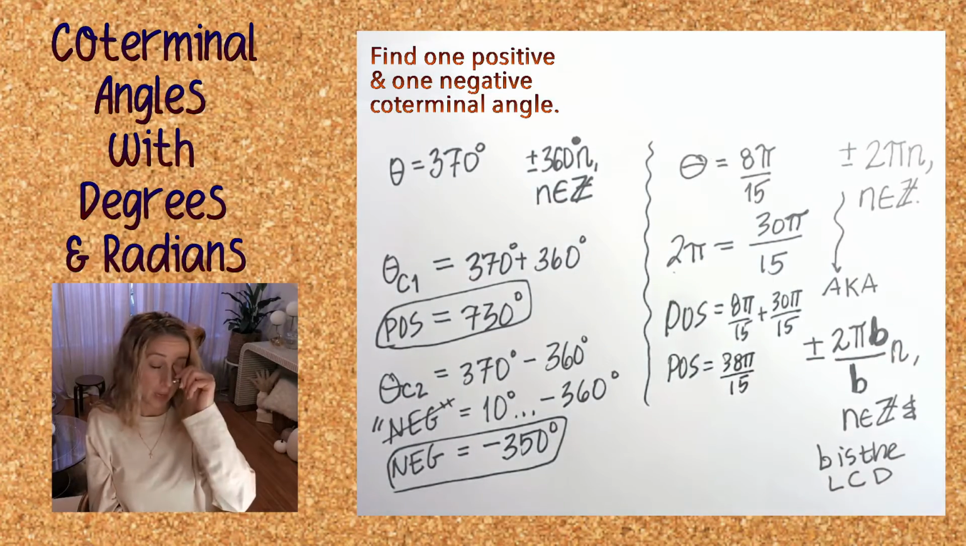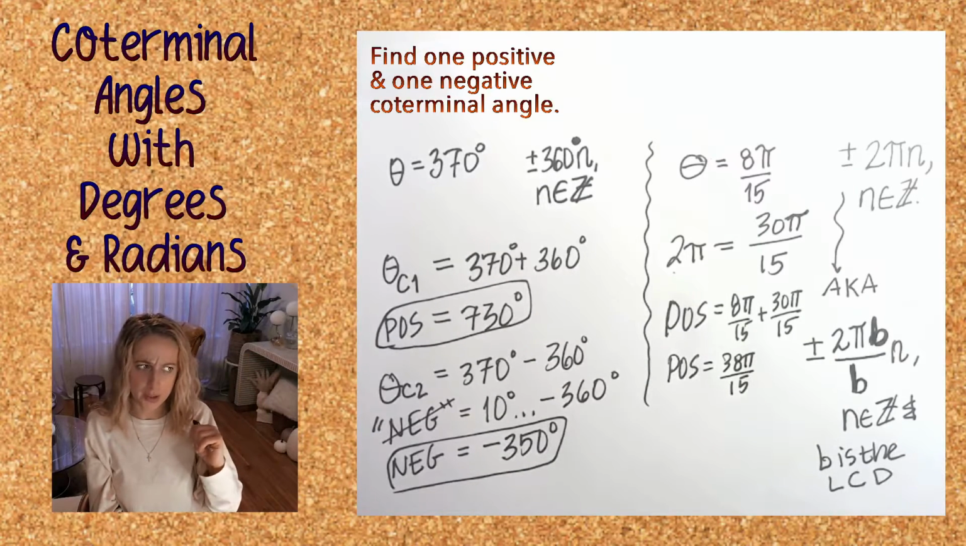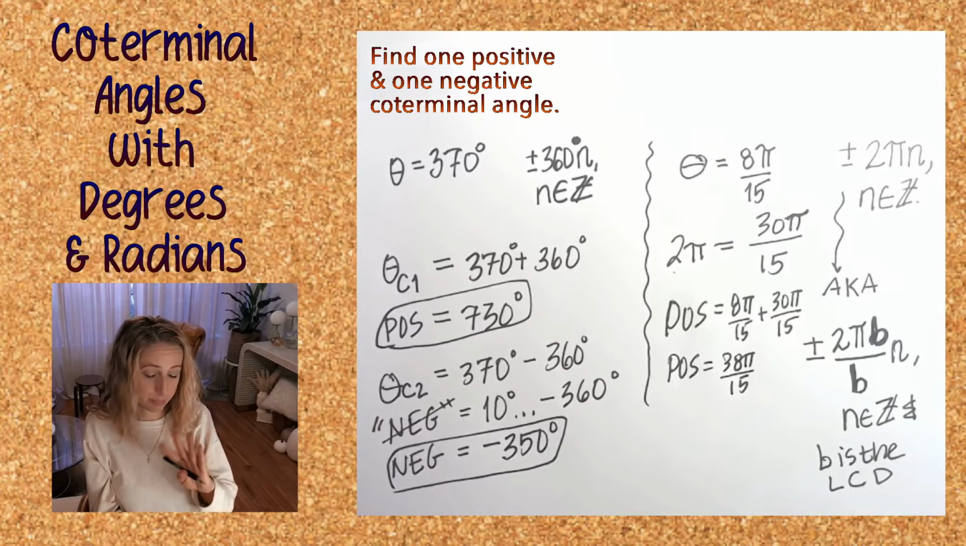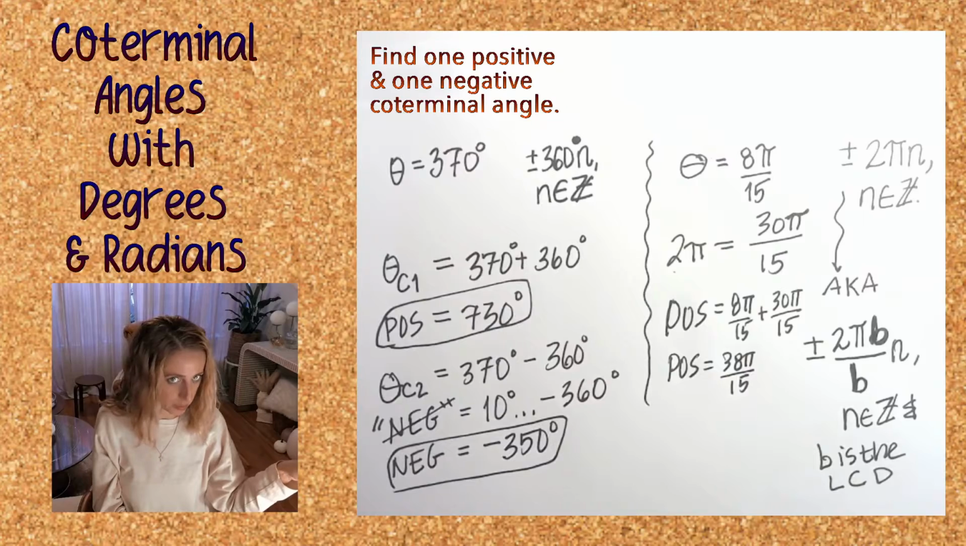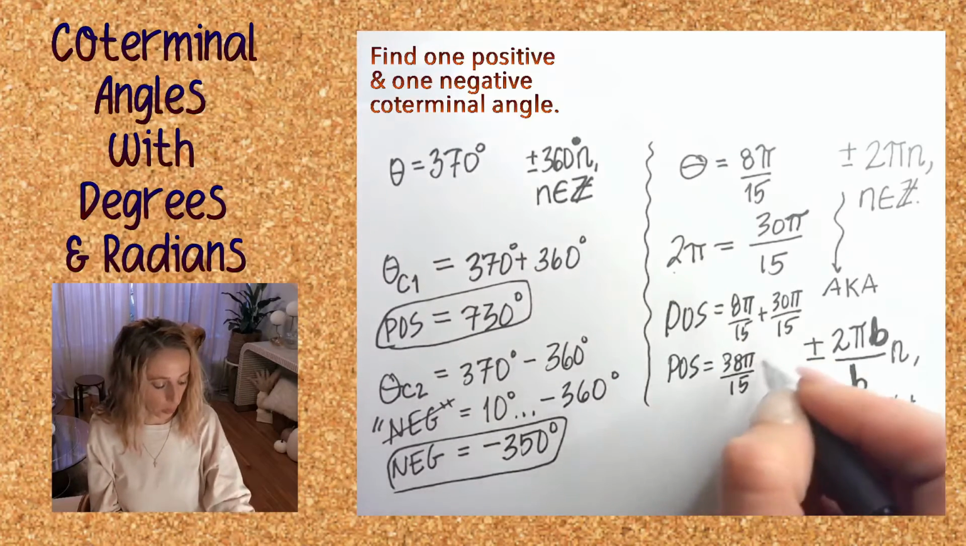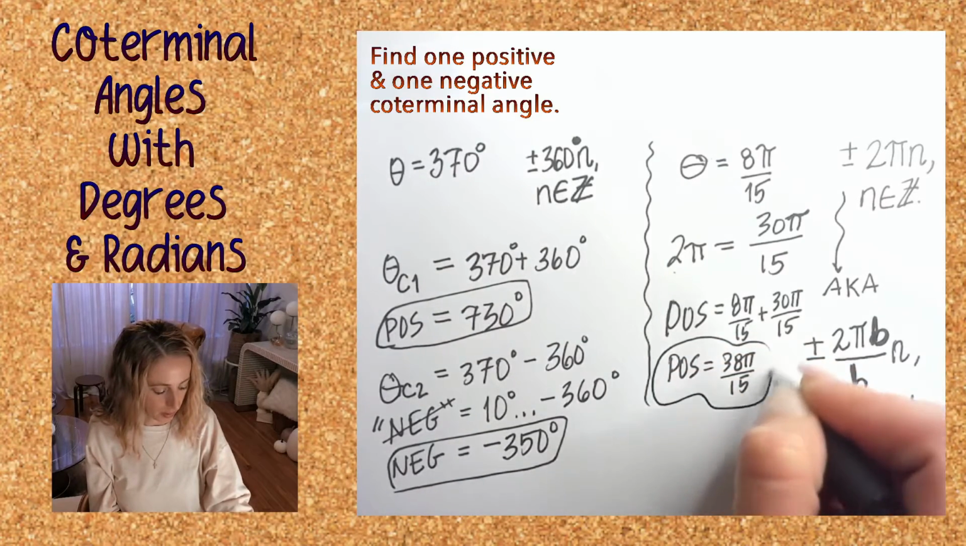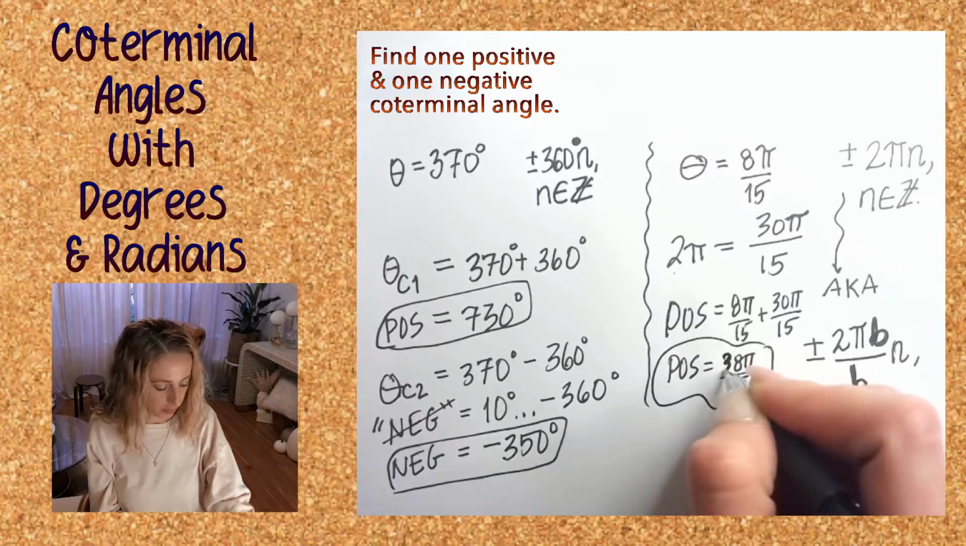If your given angle didn't reduce or simplify, but then suddenly after you add 2 pi to it, it simplifies, you messed up. Because if it didn't simplify in the beginning, it still shouldn't simplify. If it can simplify in the beginning and you just don't do it, then you should still be able to simplify later. Okay? So there's your positive, 38 pi over 15.